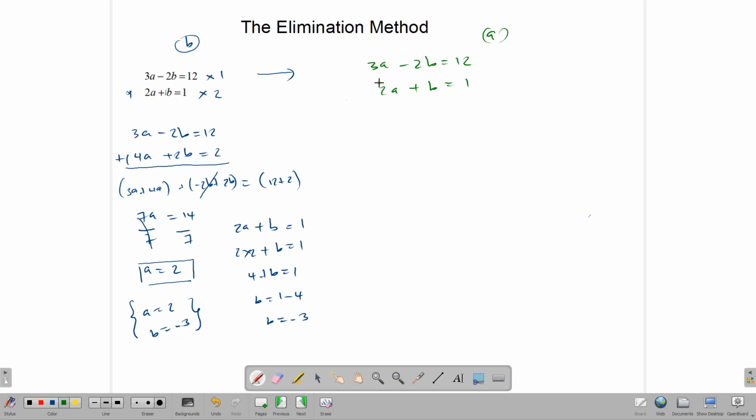Now look at the a's, one is 3 and one is 2. So we need to multiply. We're going to multiply this equation by 2, and we're going to multiply this equation by 3. So 2 times 3 here gives us a 6a, 2 times minus 2 there gives us a minus 4b, and 2 times 12 gives us 24. 3 times 2 gives us a 6a, 3 times b gives us a 3b, and 3 times 1 gives us a 3.